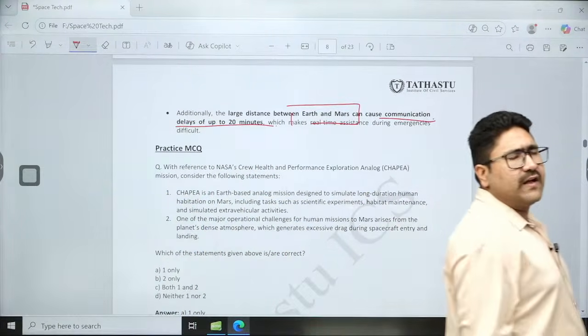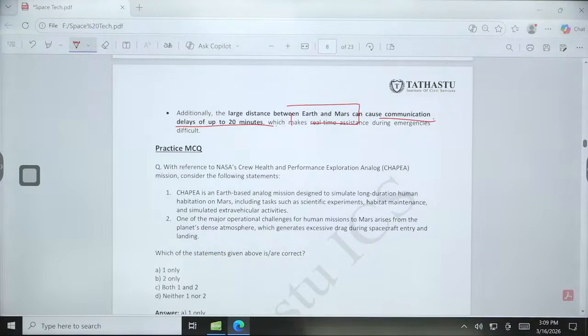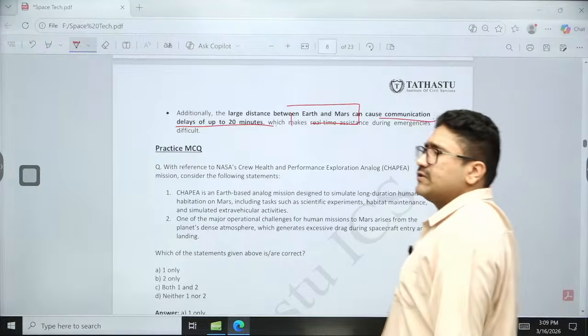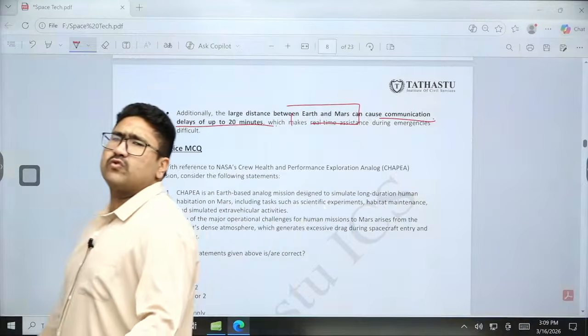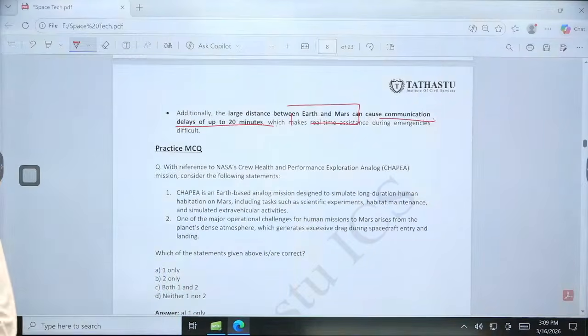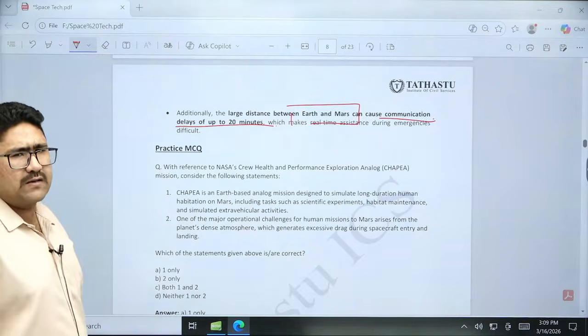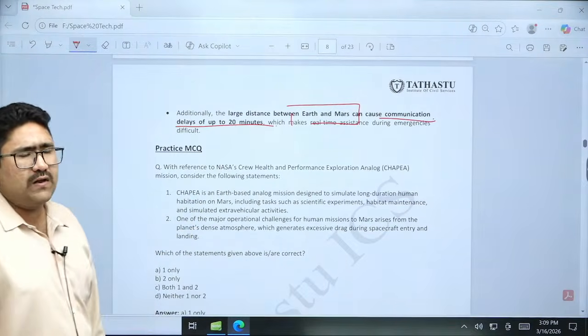Because the distance is so large, the radio waves will take some time to travel. They might take 20 minutes to reach the surface of Mars. Therefore, any communication between the astronauts and the ground station might lag or be delayed for about 20 minutes, which can be dangerous during times of crisis. Let's say some asteroid is going to hit, or there is some volcano, or some kind of solar flare or solar wind going to attack Mars. In such cases, the communication between Earth and Mars will have a delay of about 20 minutes.